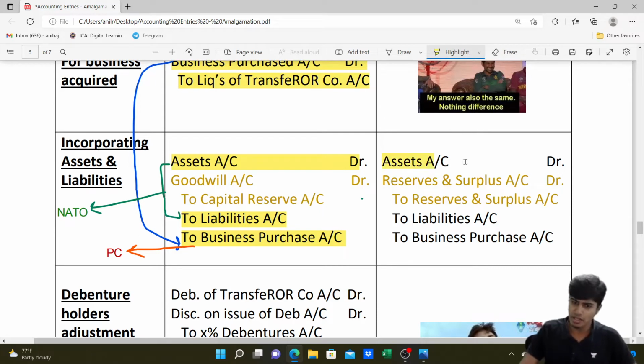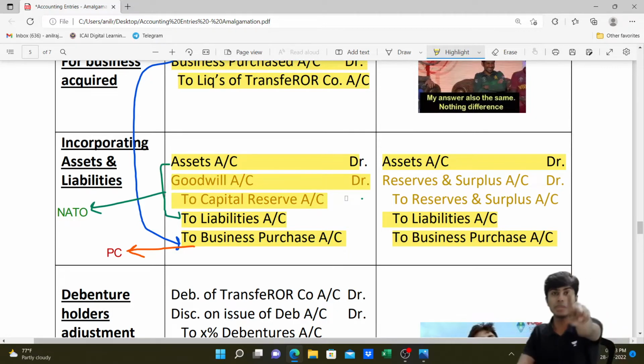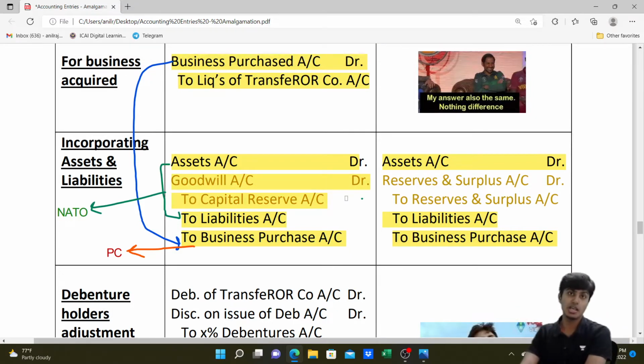We'll write the same thing. Assets account will be debited, business purchase will be credited, liabilities will also be credited. But we will not be using goodwill and capital reserve account. Goodwill or capital reserve is used only and only in the case of amalgamation in the nature of purchase. Amalgamation in the nature of merger, we will not debit or credit capital reserve.